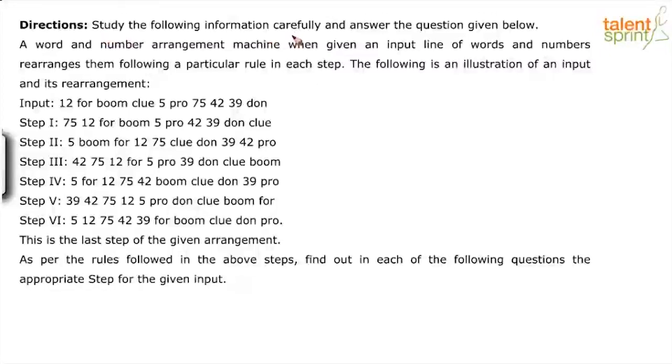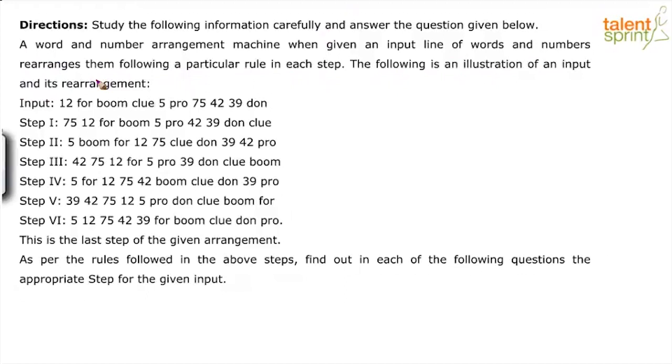Study the following information carefully and answer the questions given below. A word and number arrangement machine, when given an input line of words and numbers, rearranges them following a particular rule in each step. The following is an illustration of an input and its rearrangement.